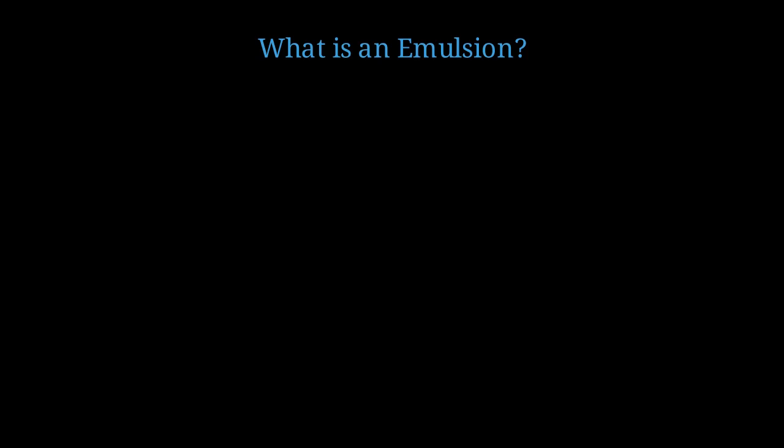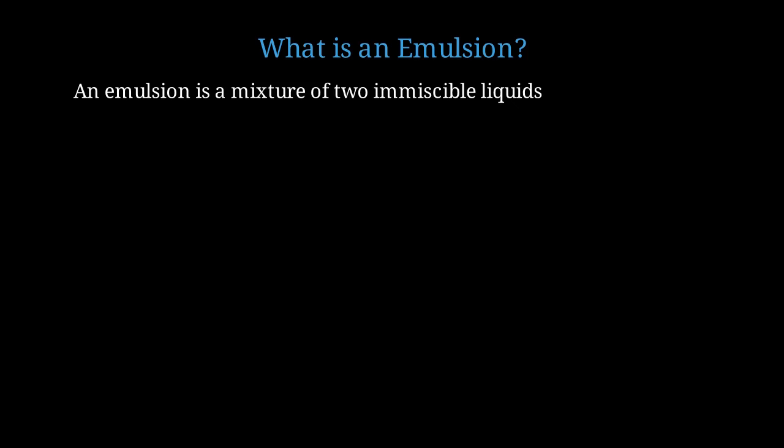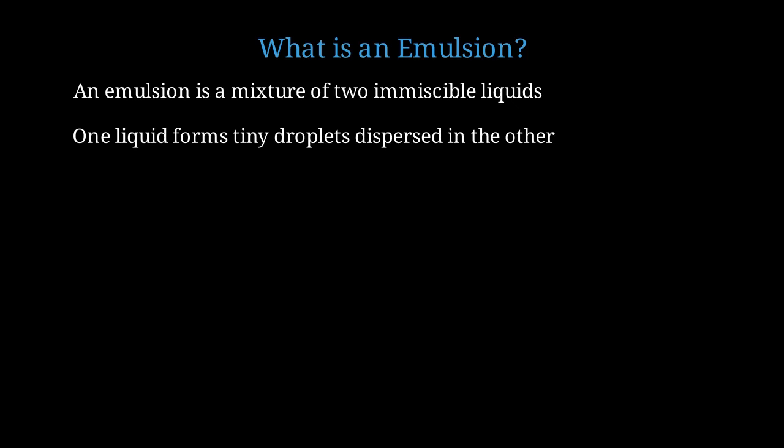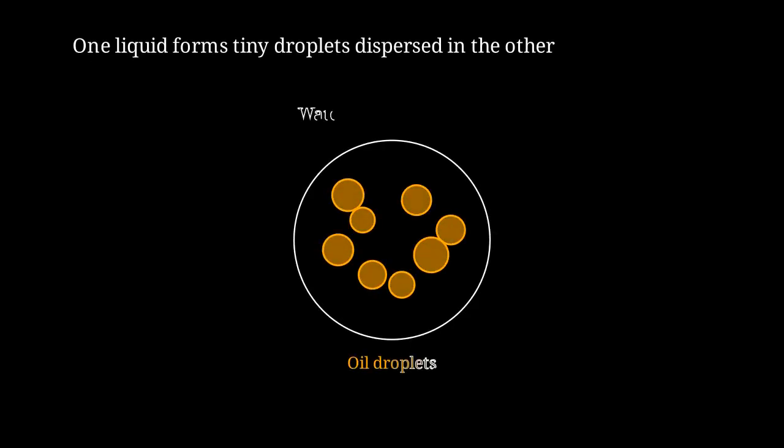What exactly is an emulsion? An emulsion is a mixture of two immiscible liquids, meaning liquids that don't naturally mix together, like oil and water. One liquid forms tiny droplets that are dispersed throughout the other liquid, which we call the continuous phase. Here's a visual representation. The orange spheres represent oil droplets dispersed in a water continuous phase. Common examples include milk, mayonnaise, and salad dressings.